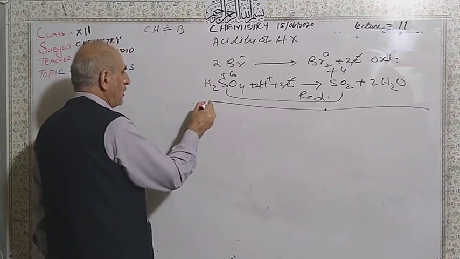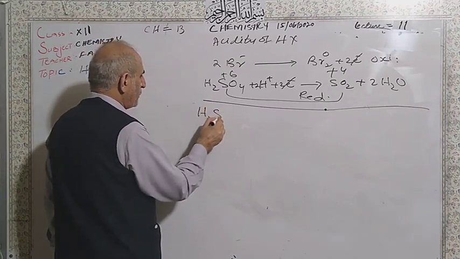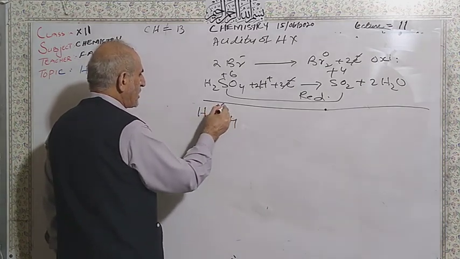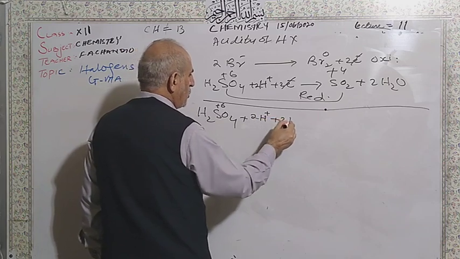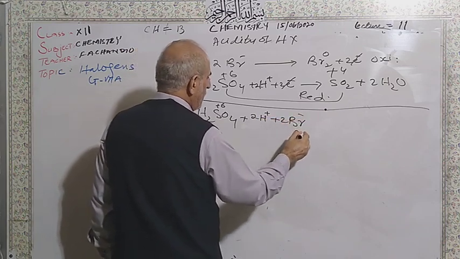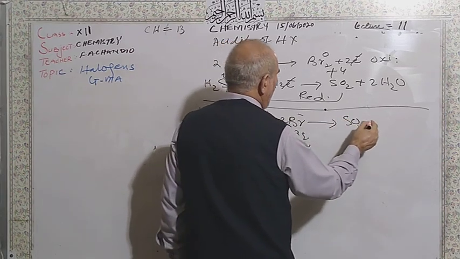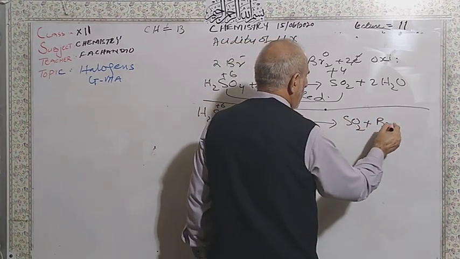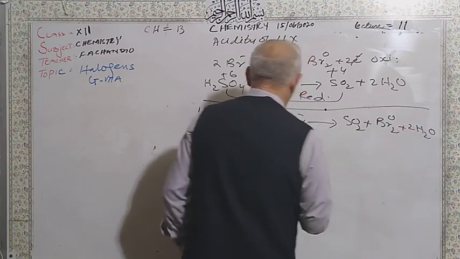If you add these two equations together, the electrons of the reduction and oxidation are going to be cancelled. So sulfuric acid plus 2 hydrogen ions plus 2 bromide ions in aqueous solution give sulfur dioxide gas and bromine molecule plus 2 water molecules.